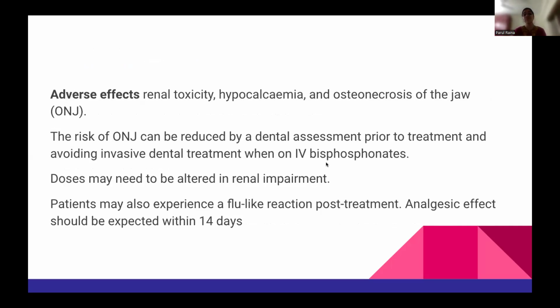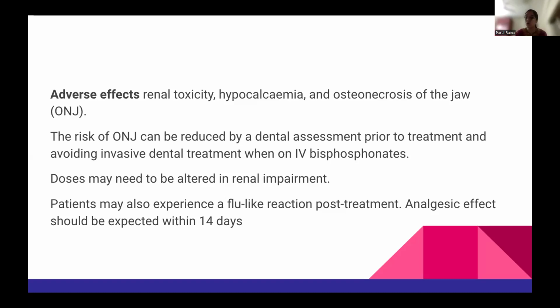The adverse effects of bisphosphonates include renal toxicity, so we have to be very careful whenever we start bisphosphonate therapy. It can also cause hypocalcemia, and a not uncommon side effect is osteonecrosis of the jaw. To reduce that risk, do a dental assessment prior to treatment with bisphosphonates and avoid invasive dental treatment when the patient is on IV bisphosphonates. We have to reduce the dose in renal impairment.